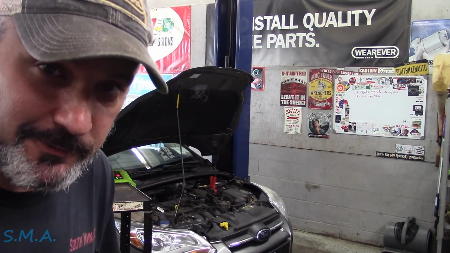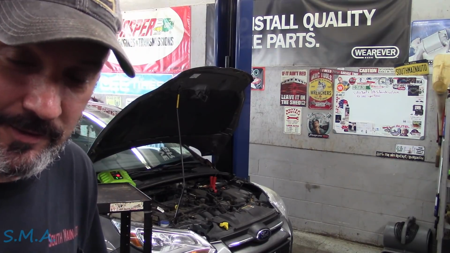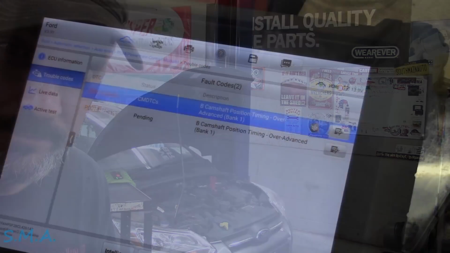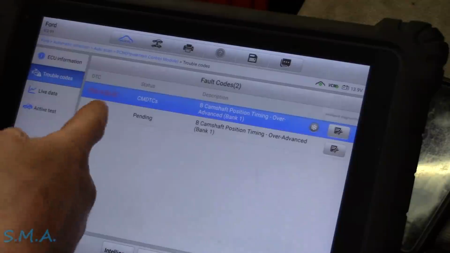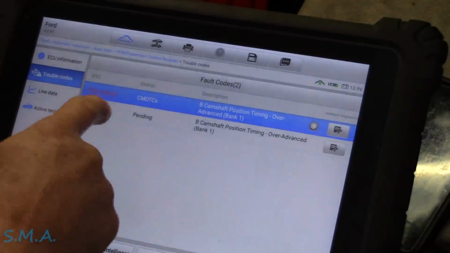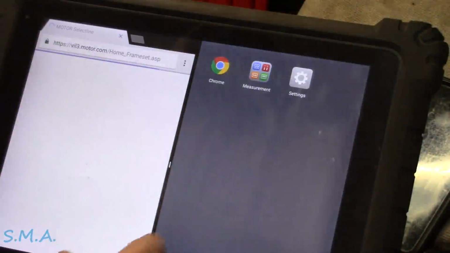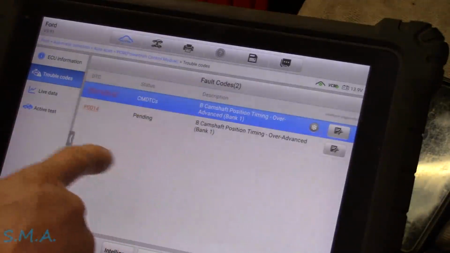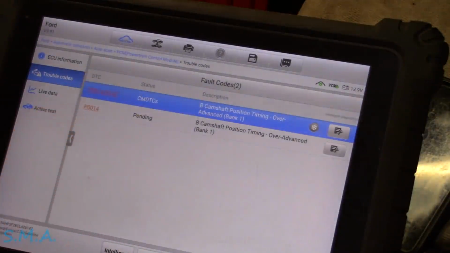That's a 2012 Ford Focus. It's the SE, it's the 2.0, it's the automatic, and the check engine light's on. I let it go through a system scan, and it does have a P0014 pending and current, and wow, that escalated quickly.